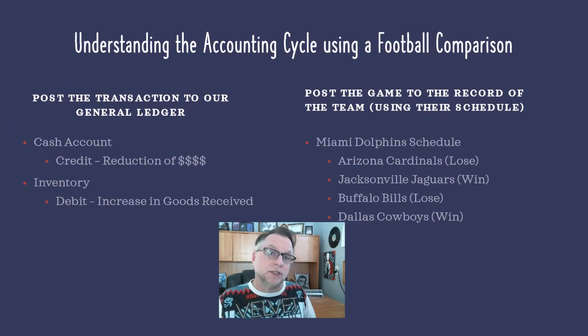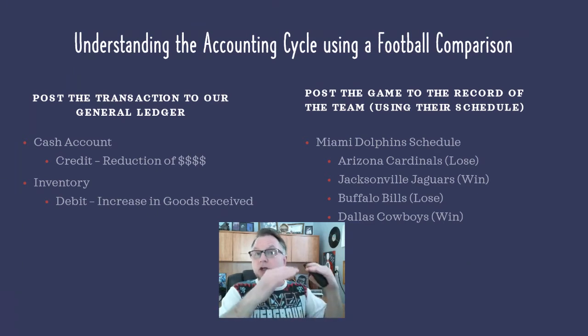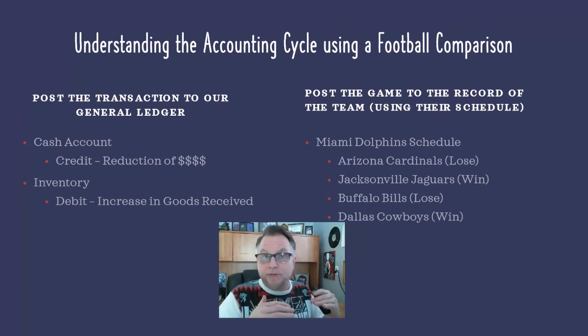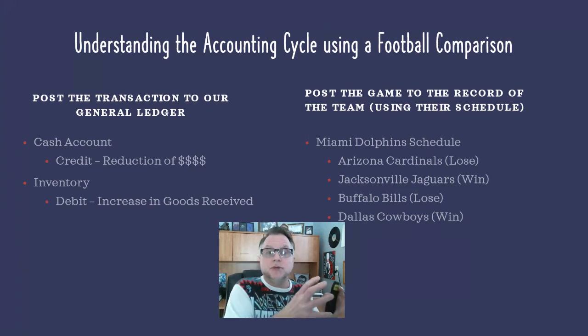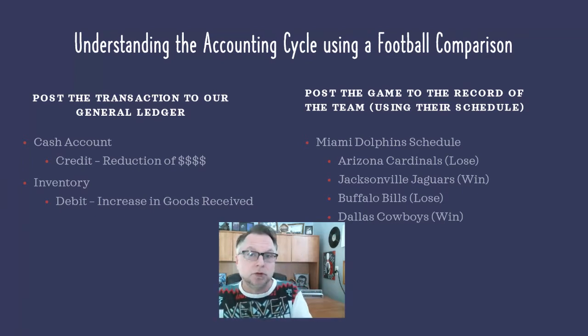That's what the general ledger is going to do for the cash account: list all the activity that has happened for the period to the cash account. And then when we go to the inventory account, it's going to show all the activity that has gone in and out of that for that same time period. So that's the comparison between the ledger and the schedule for our football comparison.